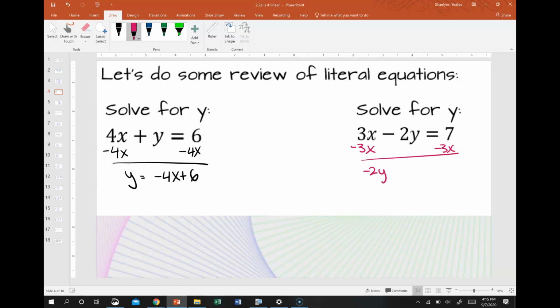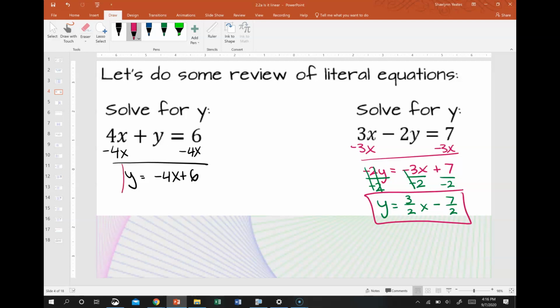And on the one over here, we subtract 3x from both sides. So then we'd have negative 2y equals negative 3x plus 7. And we want the negative 2 to go away. Well, the way we do that is we divide by the negative 2. And when we divide by negative 2, we divide literally everything else by negative 2. And we get y equals, a negative divided by a negative is a positive, so we have 3 halves x, and then a positive divided by a negative is a negative. I'm just going to leave it as 7 halves because it doesn't reduce nicely. So there's our one equation. Here's our other equation. Aren't they beautiful?